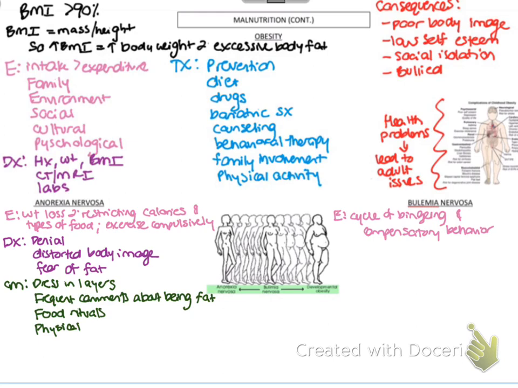Bulimia is a cycle of binging followed by some kind of compensatory behavior. And everyone thinks bulimia is vomiting. It could be vomiting, it could be laxatives, it could be excessive exercise, or it can be a combination of those things. Basically, it's, I eat, and then, oh my God, what did I just do, and how do I get rid of it?